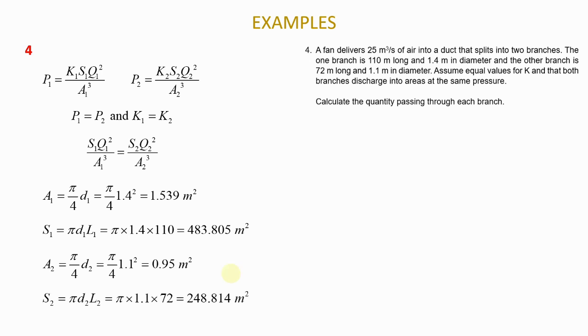And you can also find its wetted area using pi D2 L2. And of course, L2 is 72 meters in this case. So you multiply these and you will find that the rubbing surface for the second branch is 248.814 square meters. So we have A1, S1, A2, and S2. And so we can plug these numbers into this equation, and that will help us to find an expression of Q1 in terms of Q2.